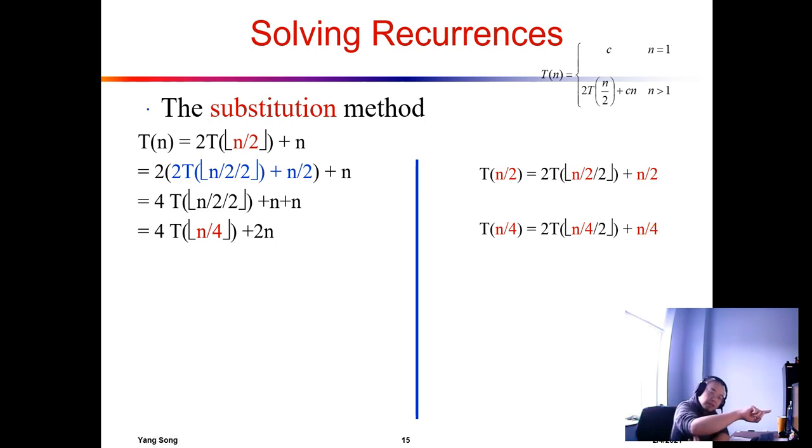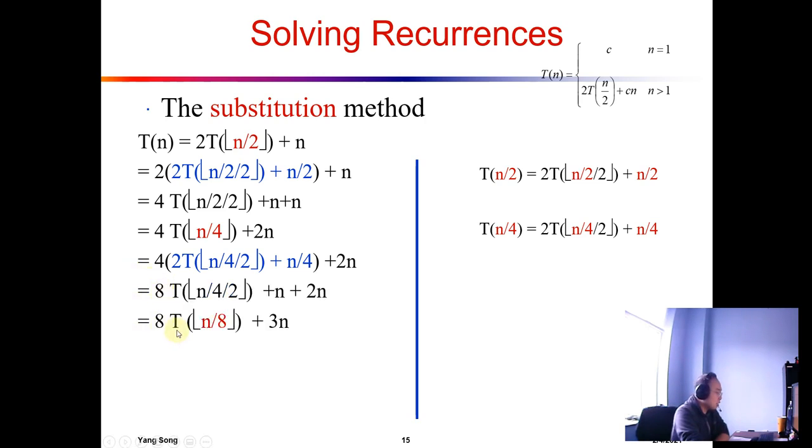So we go to the left side. On the left side, I'm using the blue ink because this is just a copy and paste. And after that, I want to massage this a little bit, and this is what I have. So 8T(n/8), and then plus 3n. So we go from 1n to 2n to 3n.